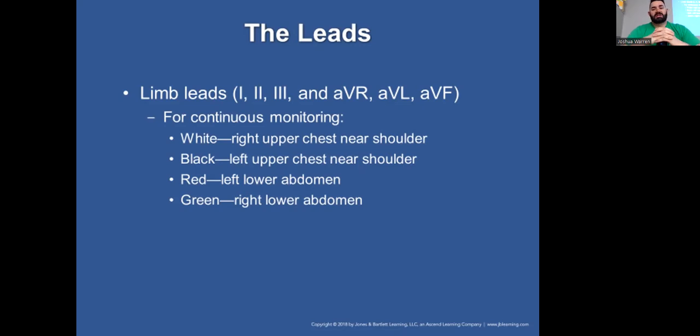And if I do call a STEMI alert and I'm wrong about it, is that okay? Absolutely okay. It's better to call it and be wrong than not call it, and then they actually have a STEMI, and there's no cath lab team sitting there waiting on them.